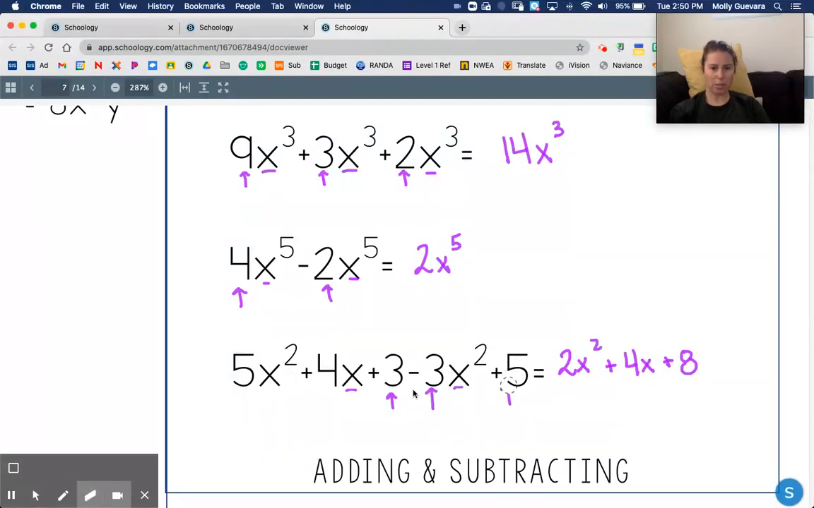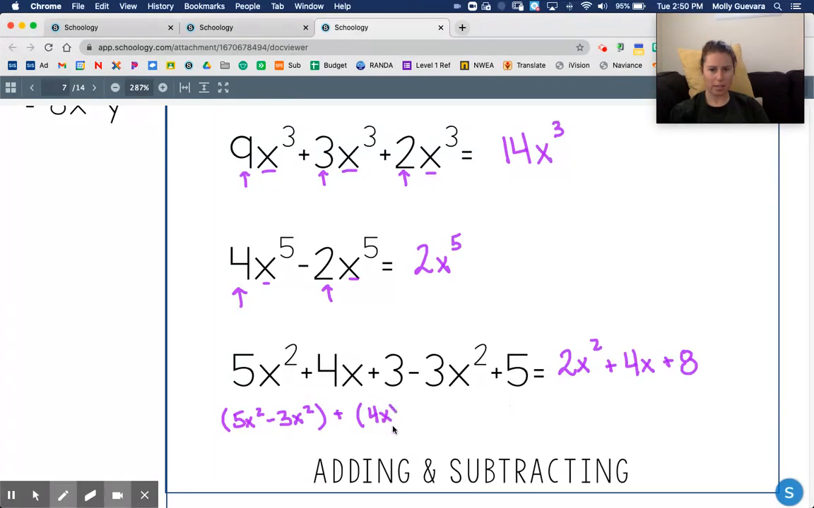If it helps you, there's other ways that we can think about it, right? We can say, okay, I have 5x squared minus 3x squared. That's one like term, right? Plus my 4x plus my 3 plus 5. And so that's just kind of grouping things by their like terms. So if that's a way that you like to think about it, or if that helps you, then you're more than welcome to do it that way. But when adding or subtracting, right, the exponent does not change. We are just combining like terms.